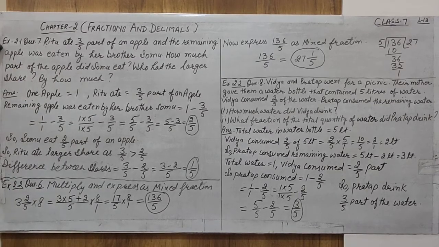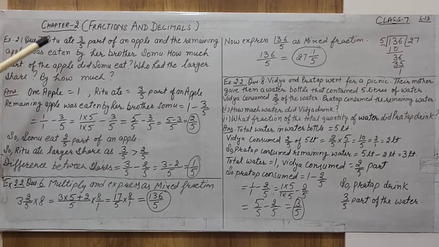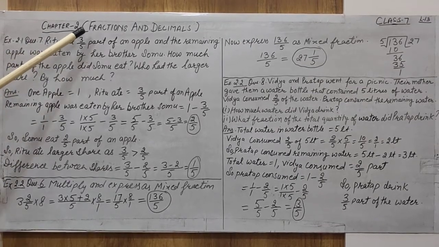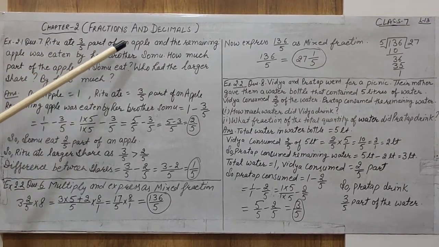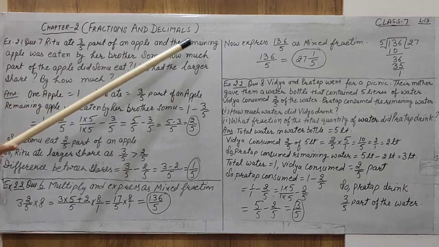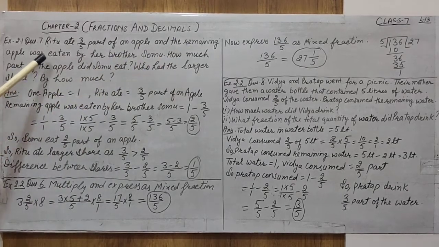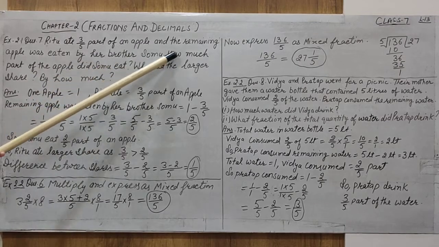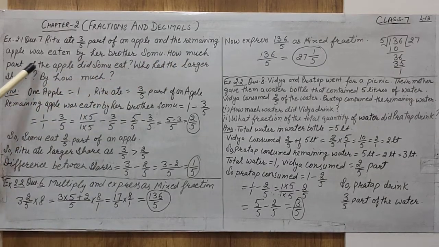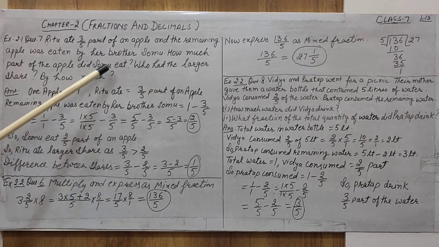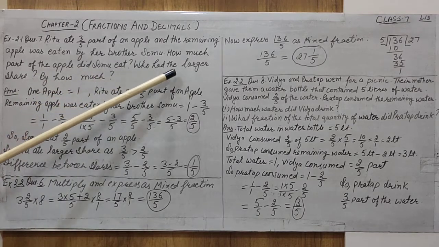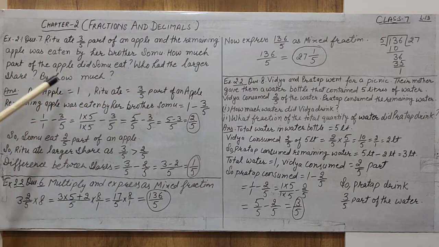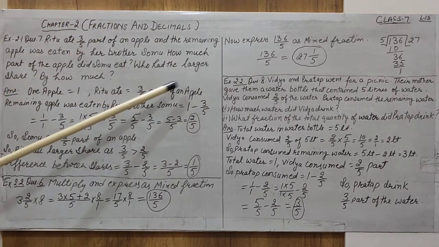Alright, exercise 2.1, question number 7. Ritu ate 3 by 5 part of an apple and the remaining apple was eaten by her brother Somu. How much part of the apple did Somu eat? Who had the larger share? By how much? Now I have selected a statement based question.